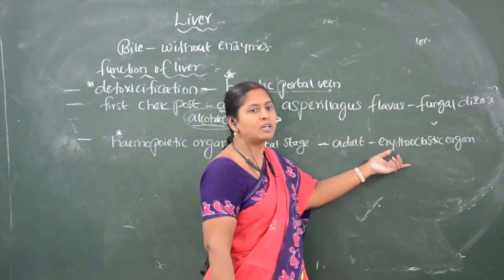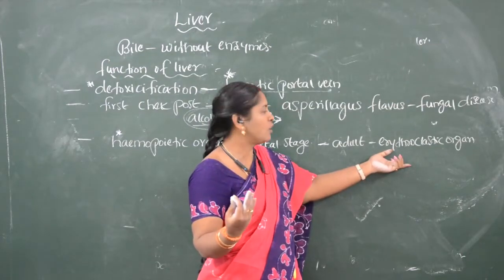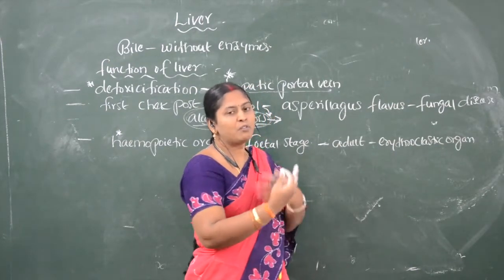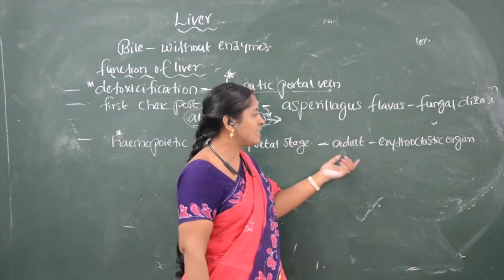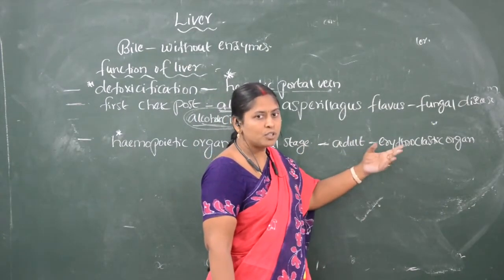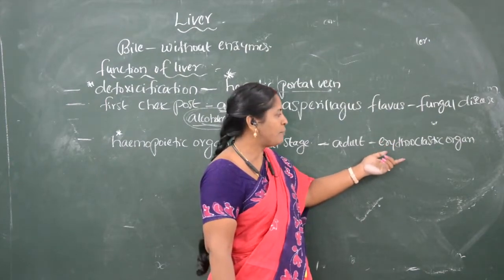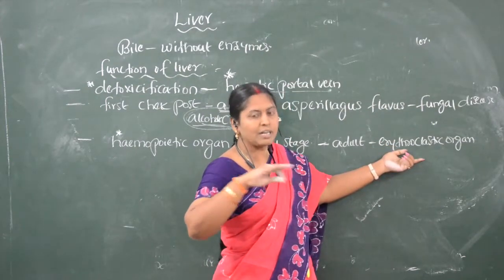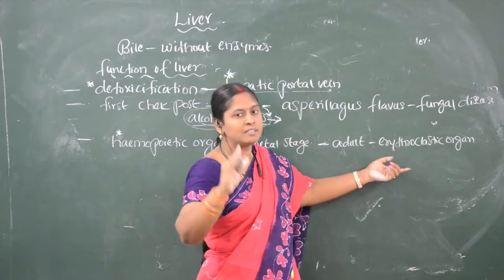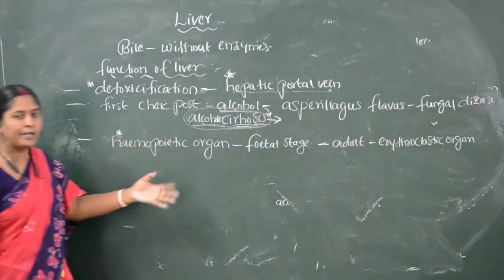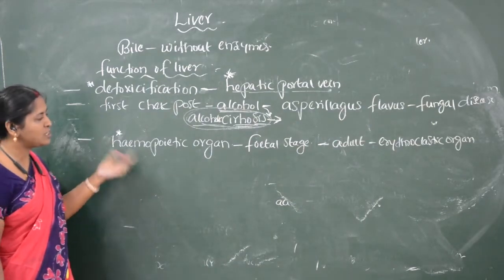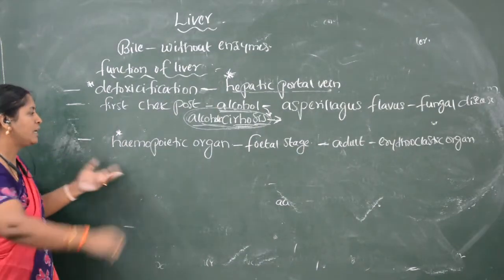What is meant by erythroclastic organ? After 120 days, as I said, RBC cells are destroyed, and they are destroyed in the liver. So spoiling or destroying RBC cells is called erythroclastic. So the liver plays the role of a hemopoietic organ in the embryo stage as well as an erythroclastic organ in the adult.